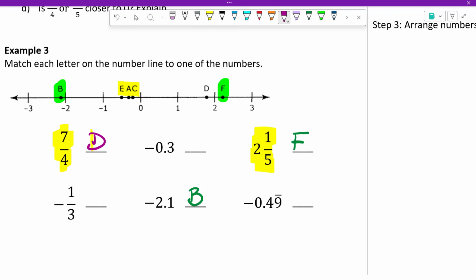Okay, so now we have E, A, C left. They're all very close, all negative numbers, right? This is where we use the same approach again. We have 3 numbers left. What's the most negative? What's the most positive? And by the way, what's the decimal version of this? It might come in handy. What's 1/3? We talked about it on the first page.